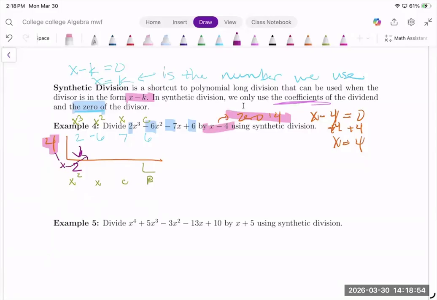So how we get this ball rolling is we drop the 2, and then it's 4 times 2 up and over, and then we add down, and then you start again. So it's 4 times 2, that goes up and over, so that's 8. Then we add down, so that's 15. Then again, it's 4 times 15 to give what? 60.